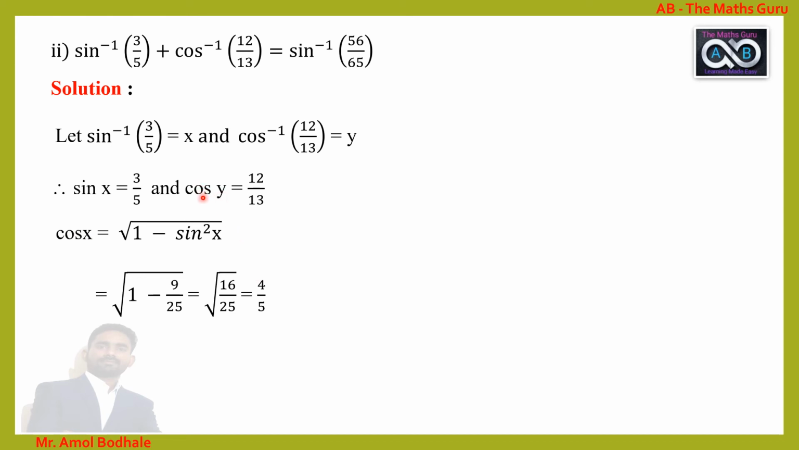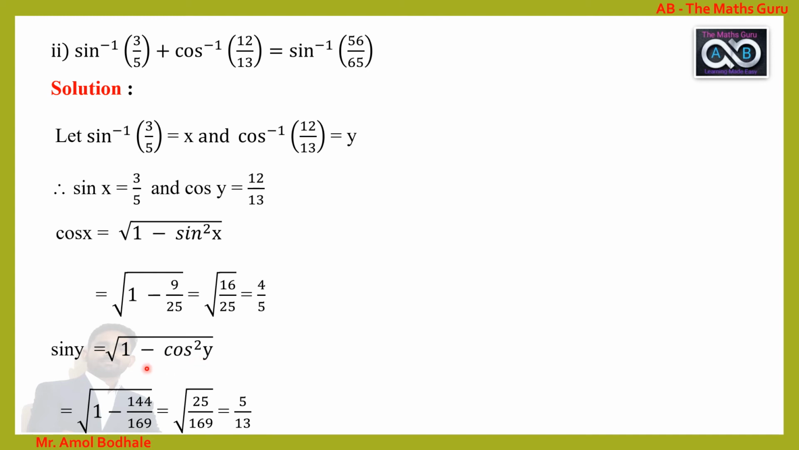Similarly from cos y we can calculate sin y. As we know sin square y plus cos square y equals 1, so we can write sin y equals square root of 1 minus cos square y. Here cos y is 12 by 13, so 12 by 13 square is 144 upon 169. So 169 minus 144 is 25 upon 169. Its square root is 5 by 13. So from cos y we get the value of sin y.